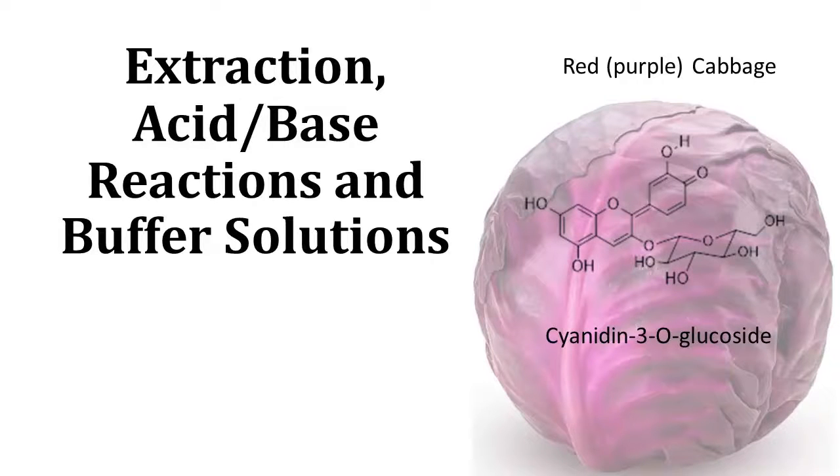Welcome to the extraction, acid-base reactions, and buffer solutions experiment. In this experiment, we are going to extract cyanidin 3-O-glucoside from red cabbage. We call it red cabbage even though it looks purple, for a reason I do not know.